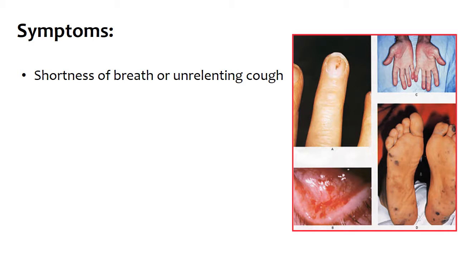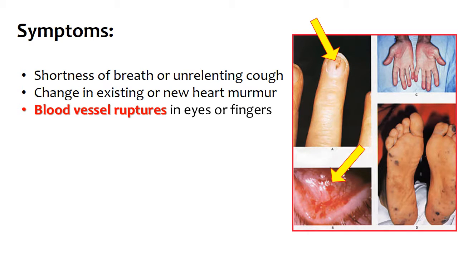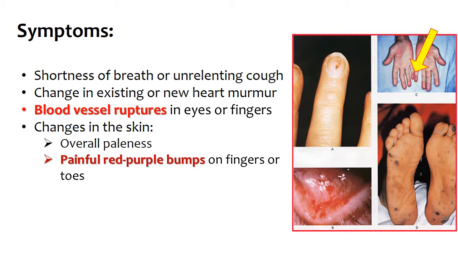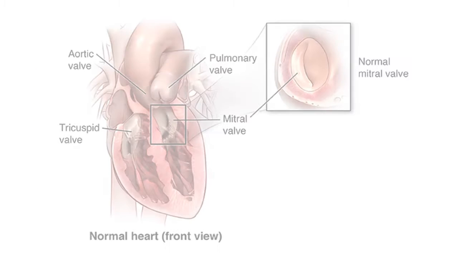go away, a new or changed heart murmur, rupture in blood vessels of the eyes or under the fingernails, and there might be changes in the skin like an overall paleness, small, painful red-purple bumps under the skin on fingers and toes, or small, dark, painless flat spots on the palms of the hands and soles of the feet.